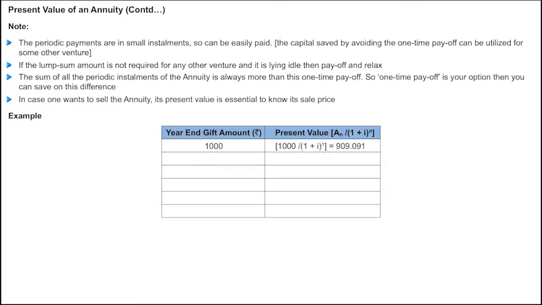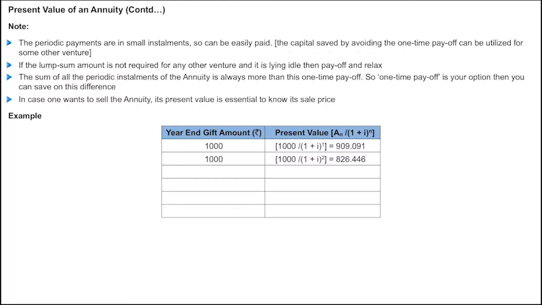So for the first year you get 1000 rupees. What will be the present value? 1000 divided by (1 plus i) raised to the power 1. My rate of interest is 10%, suppose. So what is i? R upon 100, so 10 upon 100 is 0.1. So 1 plus 0.1 whole raised to the power 1 gives me 1.1 raised to the power 1. So at the end of the first year, your present value will be 1000 divided by 1.1, which gives you 909.091. Similarly, at the end of the second year, it will be 1000 divided by (1 plus i) whole raised to the power 2.